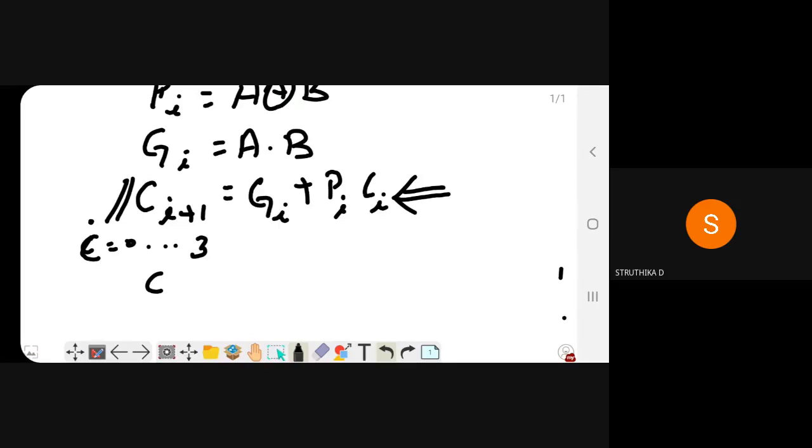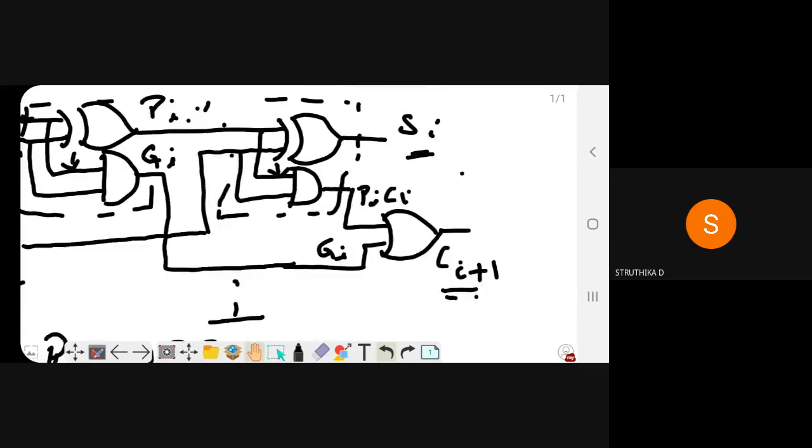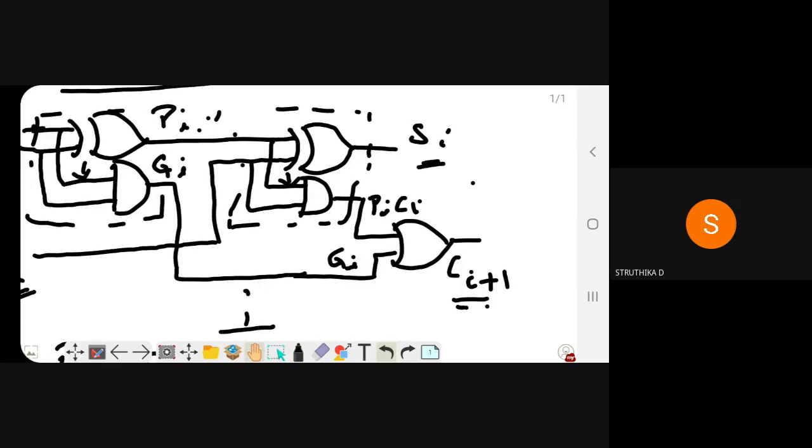So it is nothing but Ci plus 1. That is your next state carry. So I have taken this equation from this circuit. Ci plus 1 is connected with an OR gate, and the output of the OR gate is Ci plus 1. Now what is one input of that OR gate? That is PiCi. The output of the XOR gate is nothing but Pi.